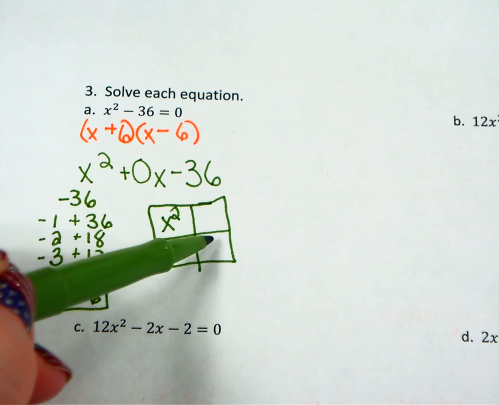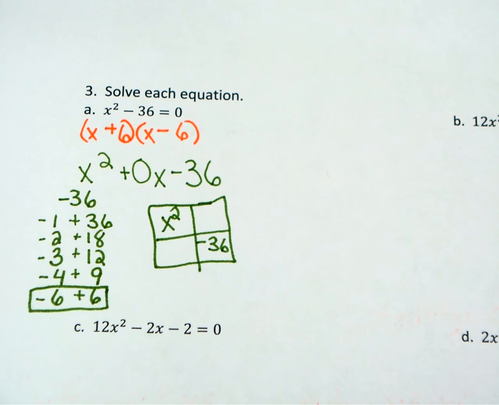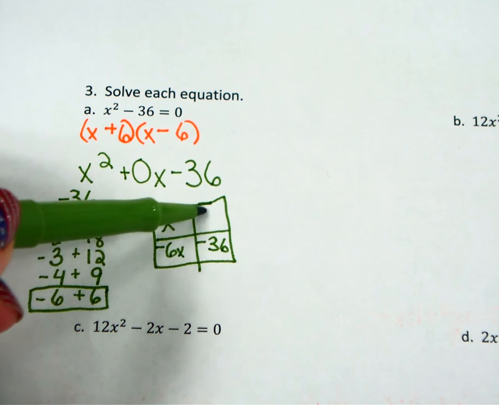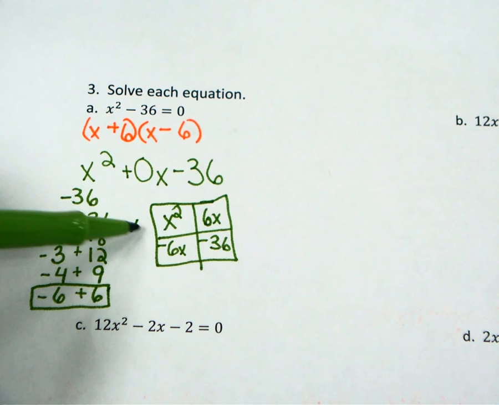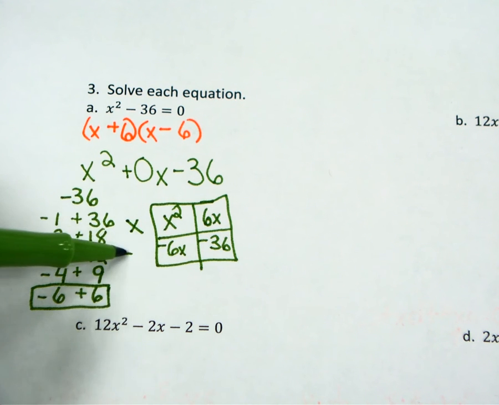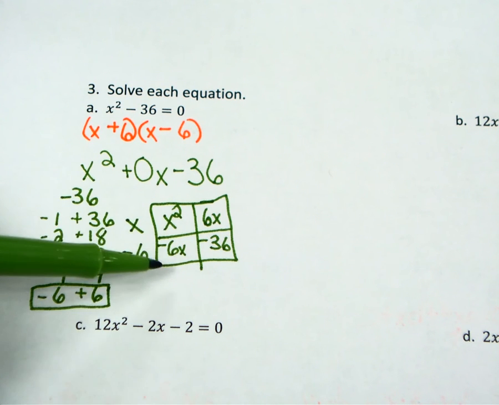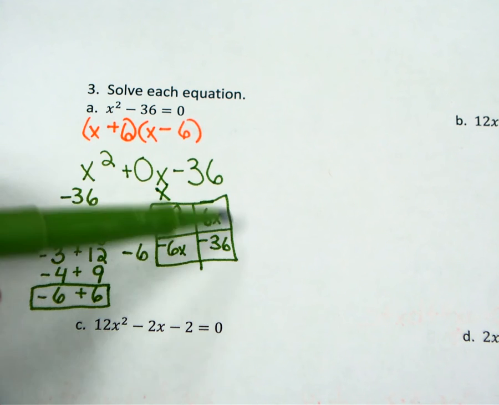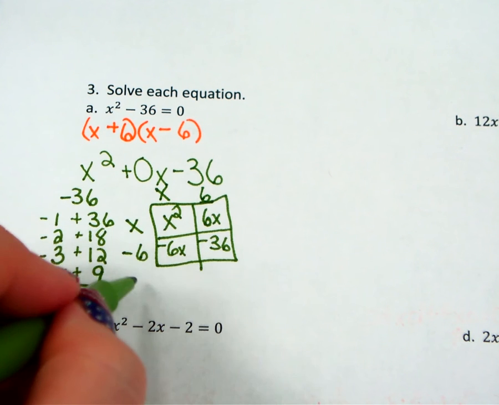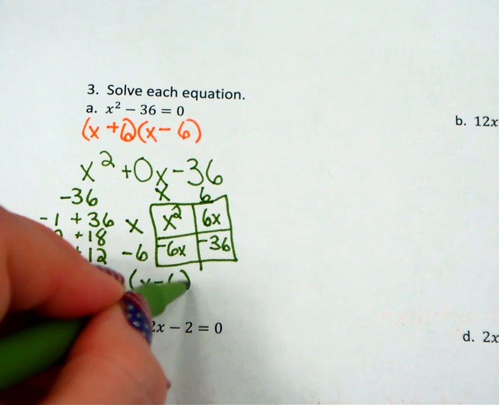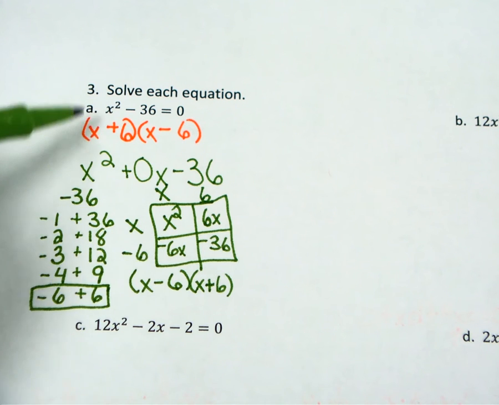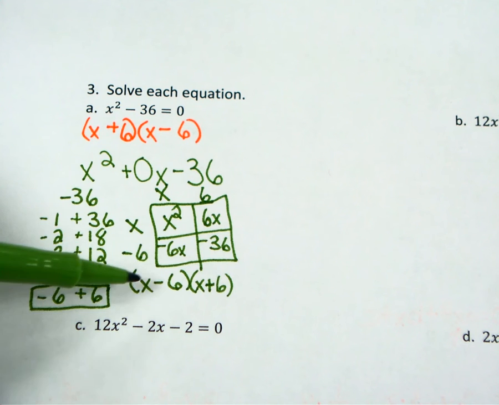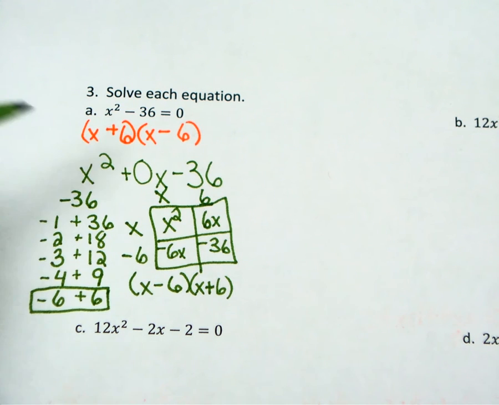First term, last term, those should be diagonal from each other. And then negative 6x and positive 6x should be diagonal from each other. Out of the top row, I can take an x. The bottom row, I can take a negative 6. The left column, I can take an x. The right column, I can take a 6. So my factored answer is x minus 6 times x plus 6. Both methods, recognizing the pattern and working through the box method, gave me the same factored answer.